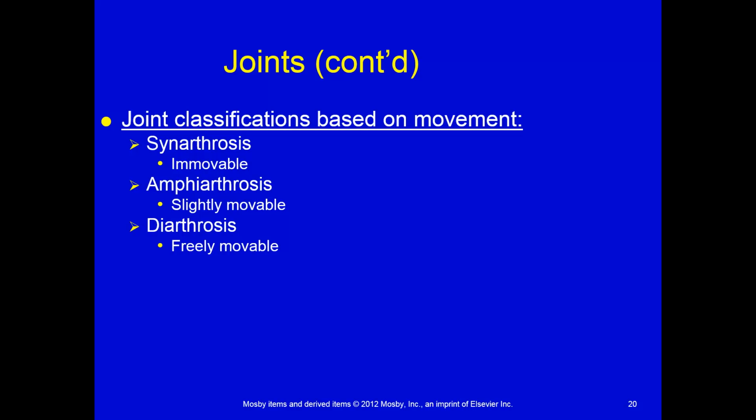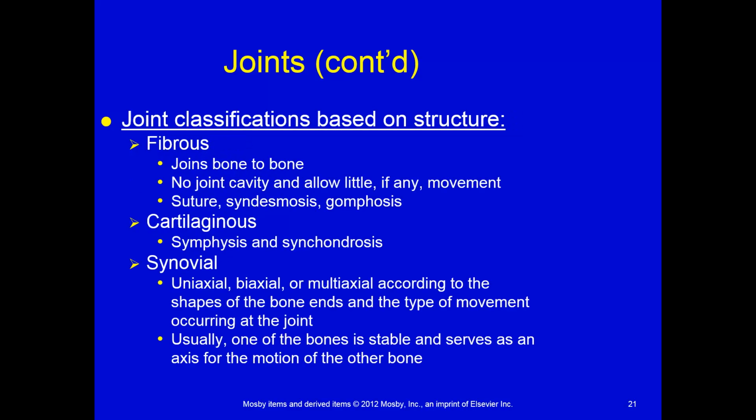And then diarthrotic joints are your freely movable joints: your knees, your elbows, your hips, etc. Your ball and socket joints and your hinge joints. Okay? So again, those are joints classified based on movement. Now the other way, as I mentioned, is based on structure.